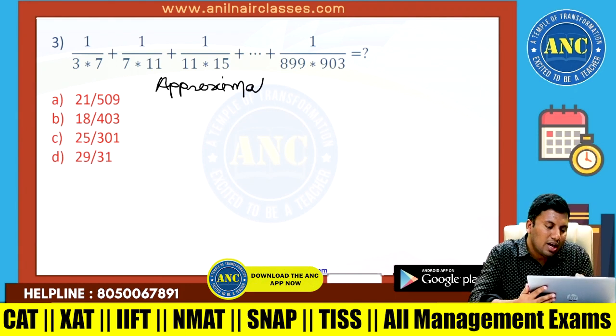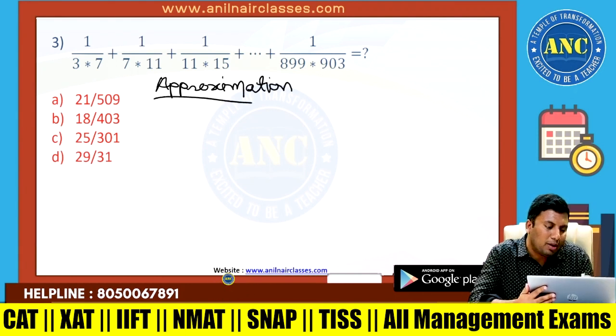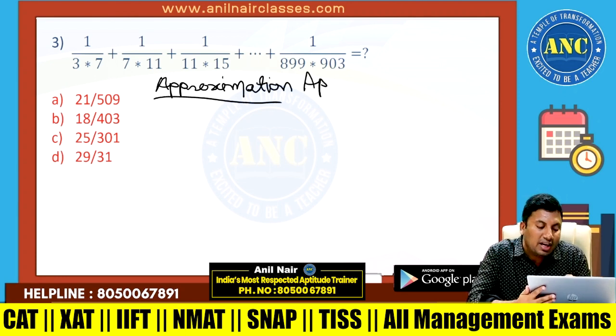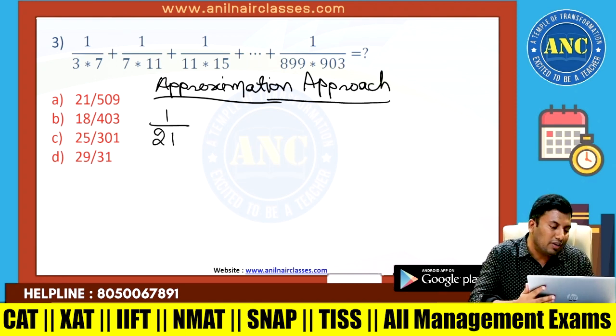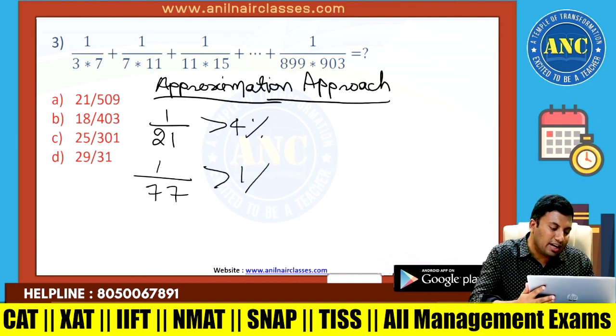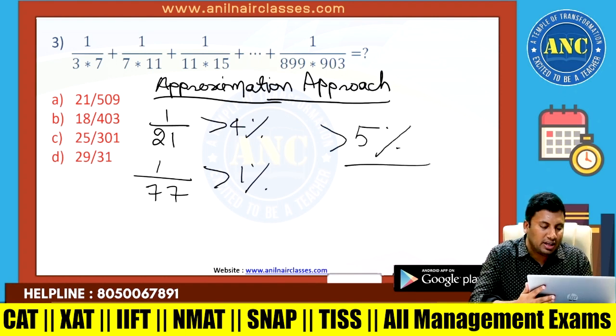In my class, I am not just going to solve the problem. I am going to tell you various approaches so that depending upon your practice, you can solve the problem. 1 by 21 is greater than 4%. 1 by 7 into 11, 7 into 11 is 77. It is greater than 1%. So answer should be greater than 5%.